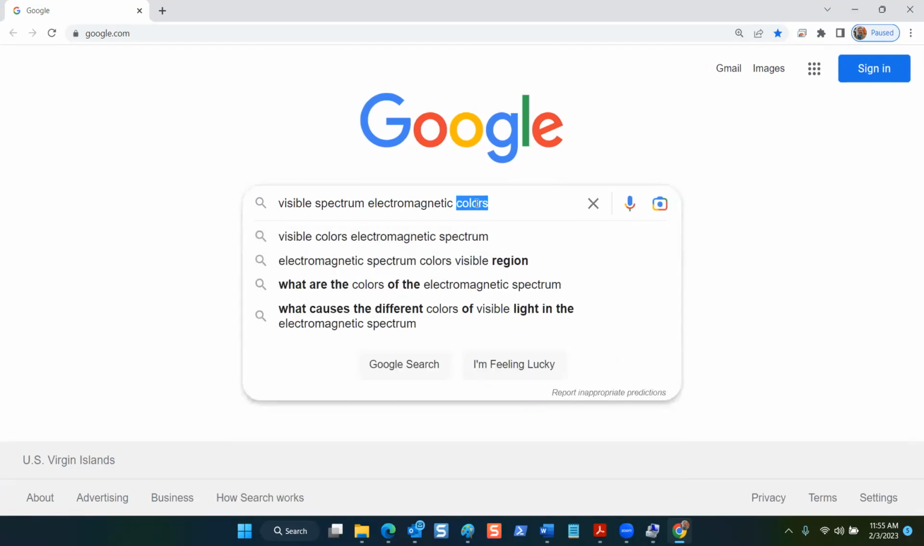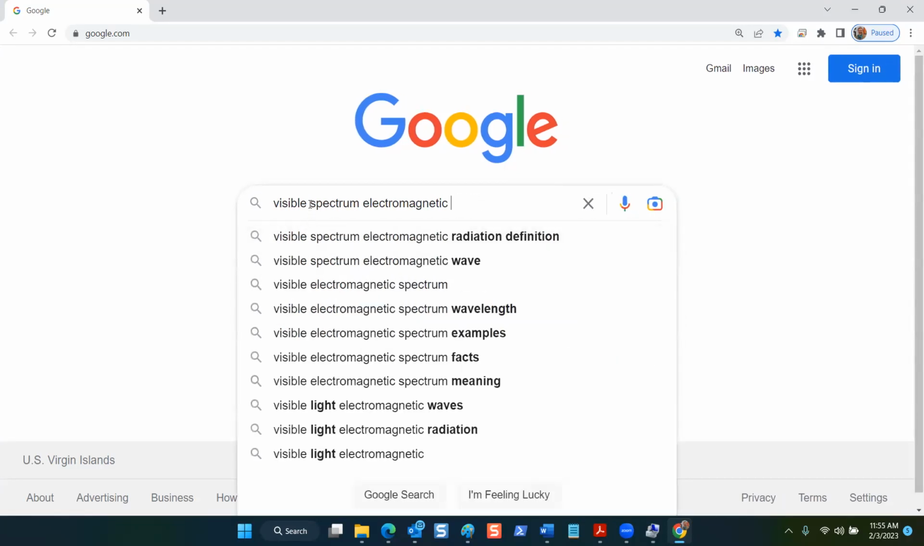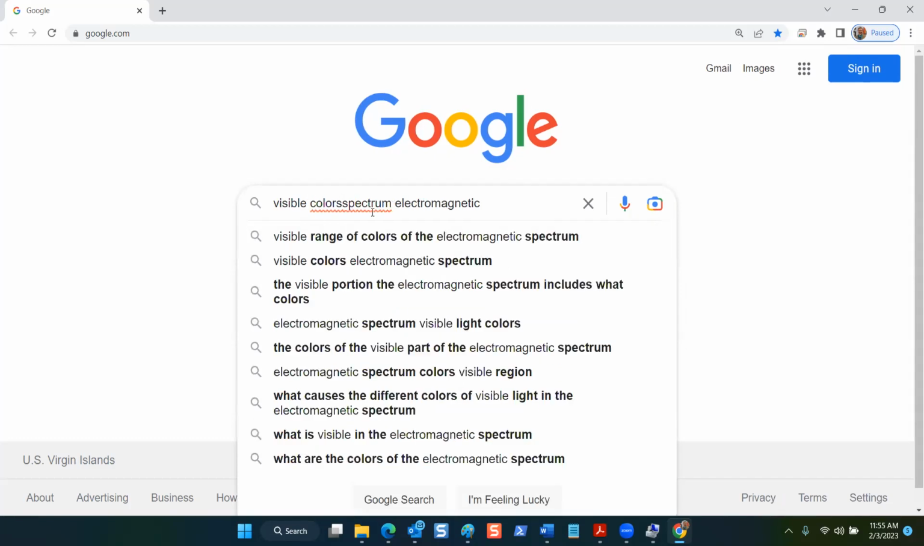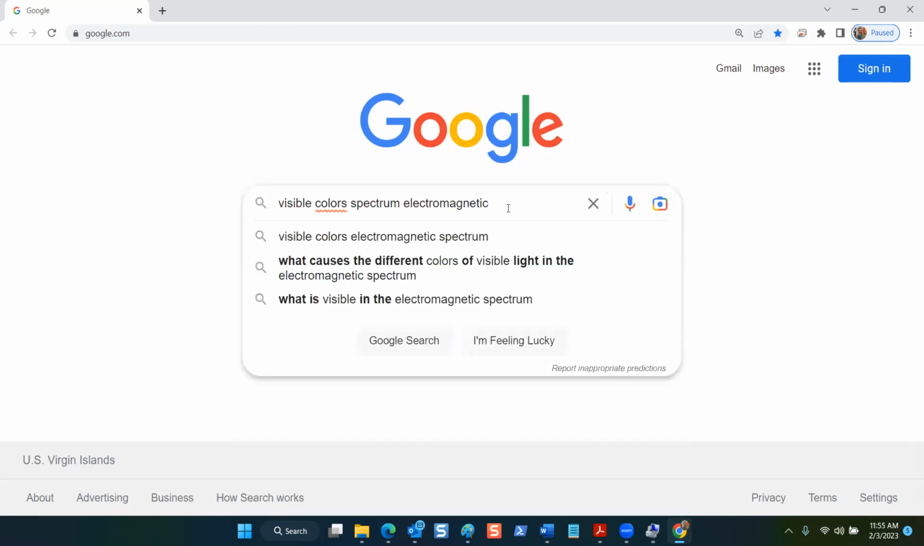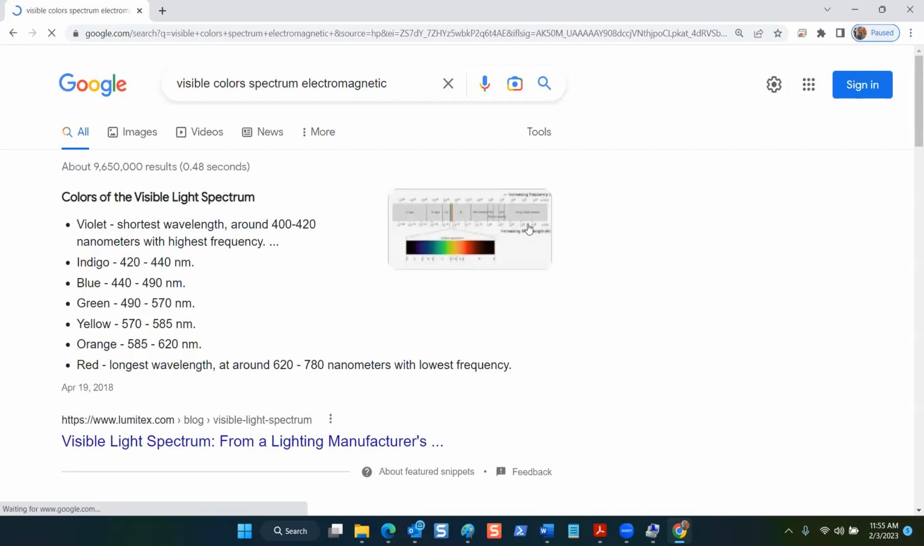So I want you to notice my search string here: visible colors, spectrum, electromagnetic, those four terms. Can everybody see this? Yeah.